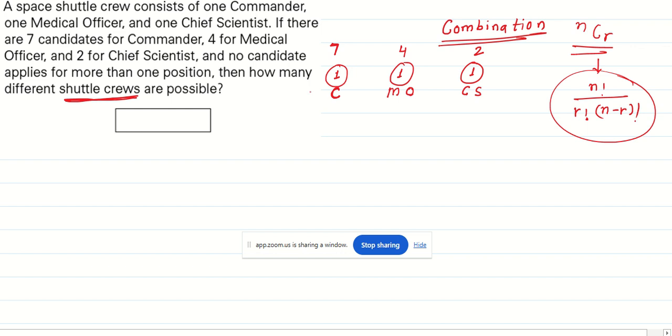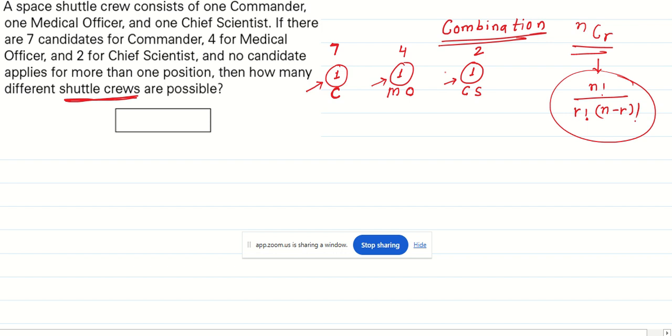So out of 7 commanders, how many do I need? Only one commander is required. Out of 4 medical officers, how many are required? One. Out of 2 chief scientists, how many are required? One. So for the commander, only one is required, and there are 7.